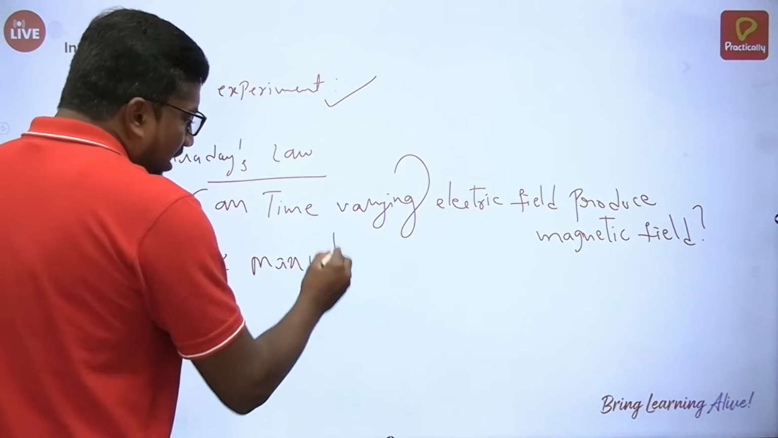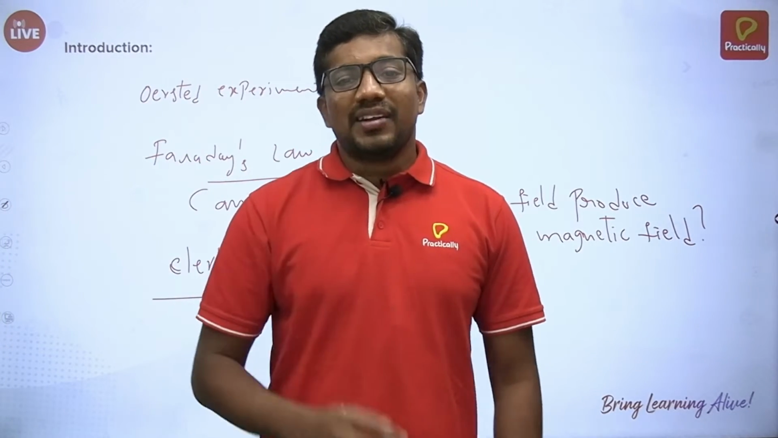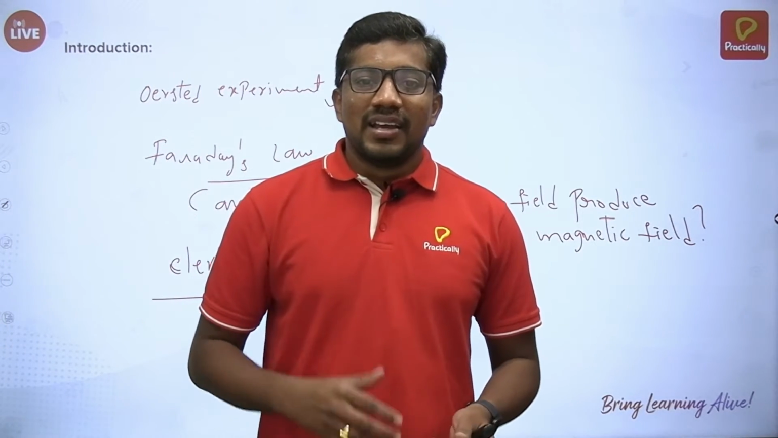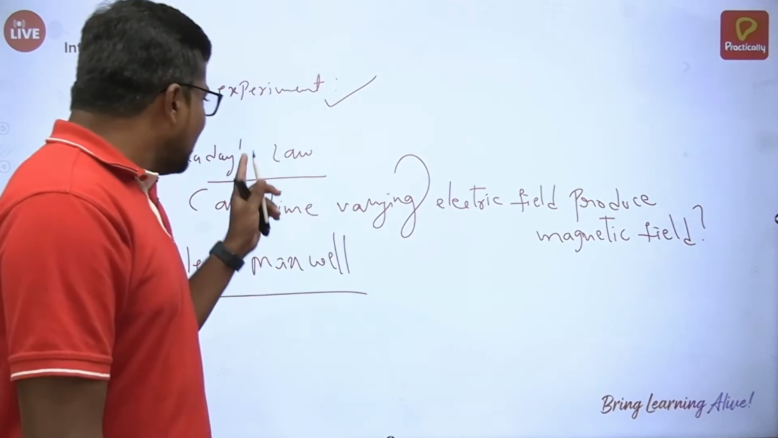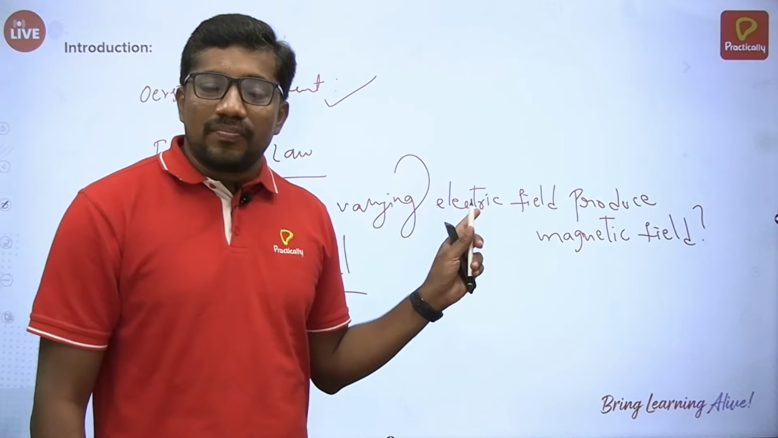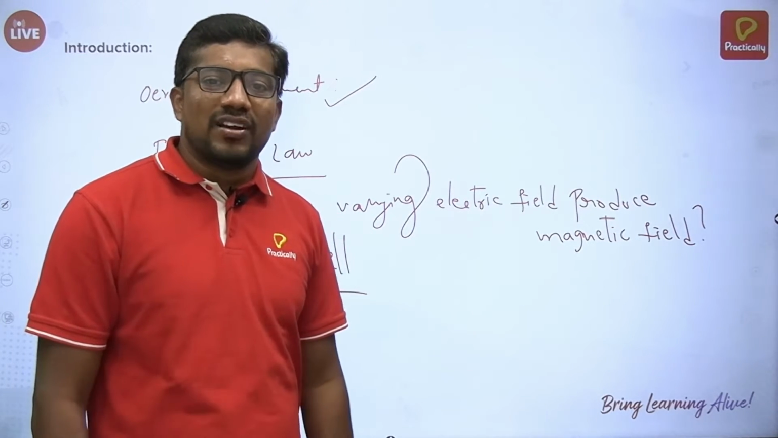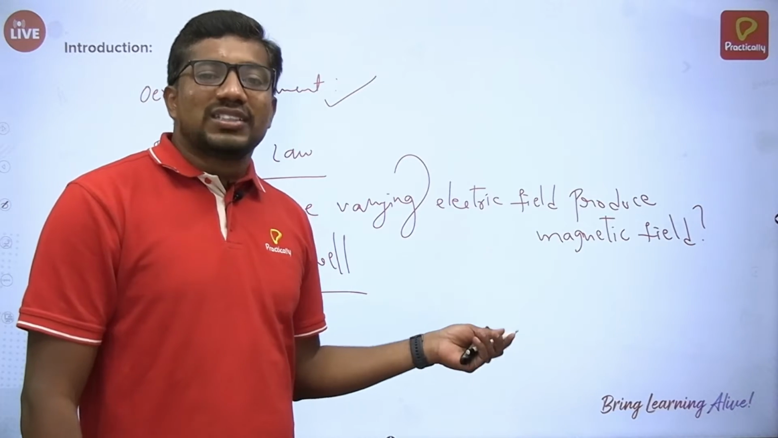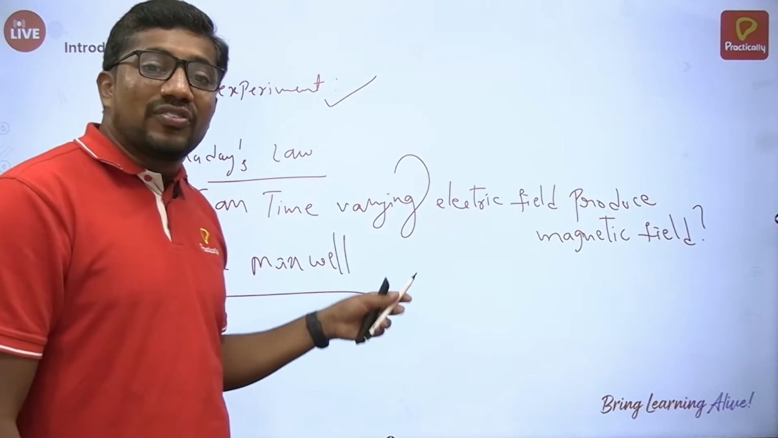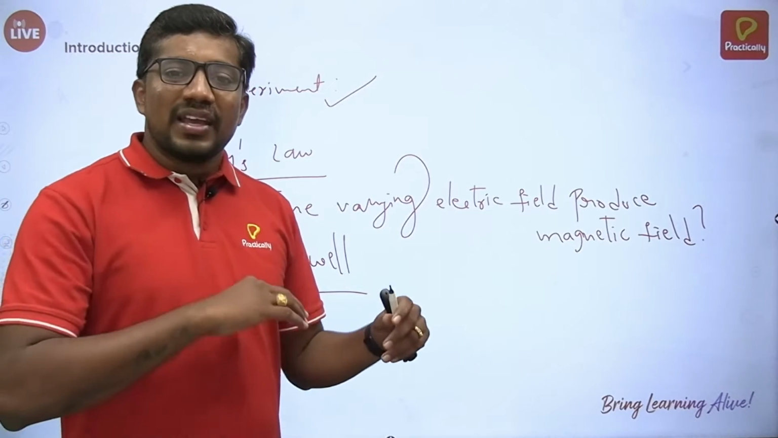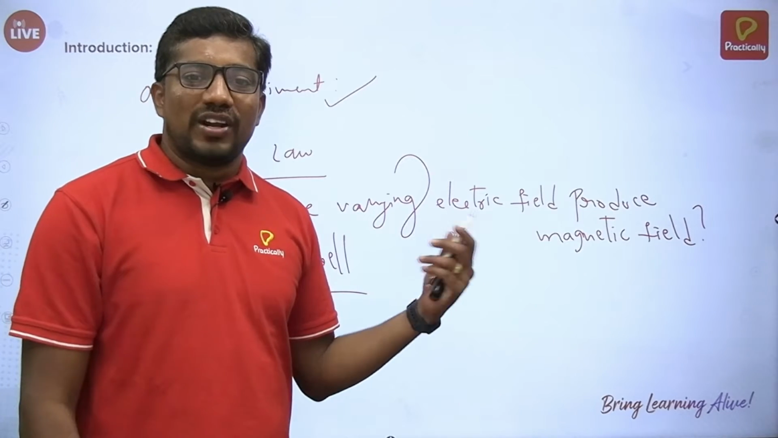Actually, in Maxwell's point of view, he believed strongly in the symmetry in nature. See, from Faraday's laws he observed that a time varying magnetic field is producing an electric field. Then what about its converse? Is it possible to produce a magnetic field with the help of a time varying electric field? So he believed strongly in that symmetry in nature.